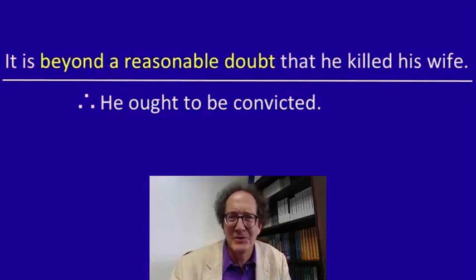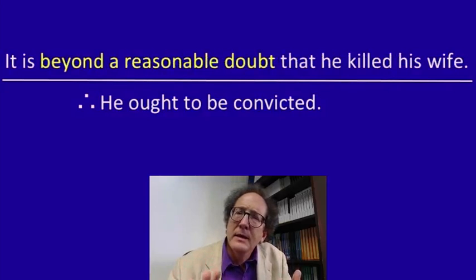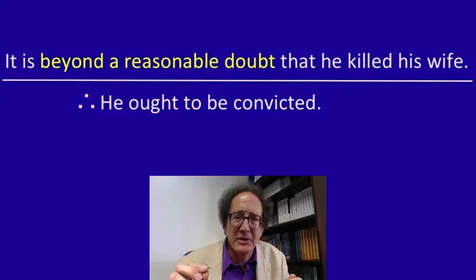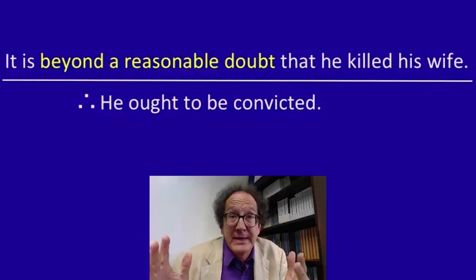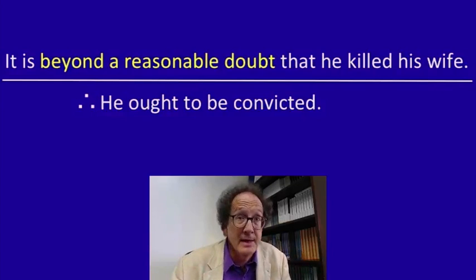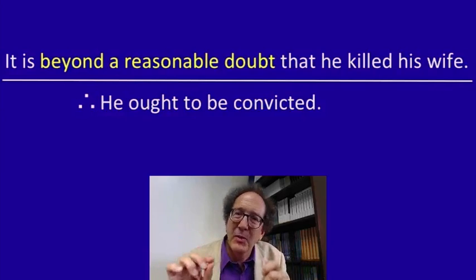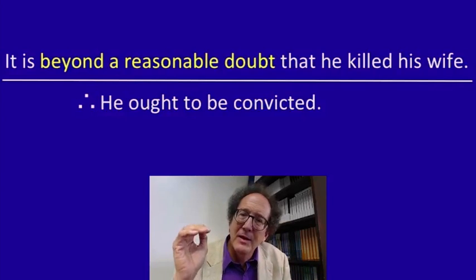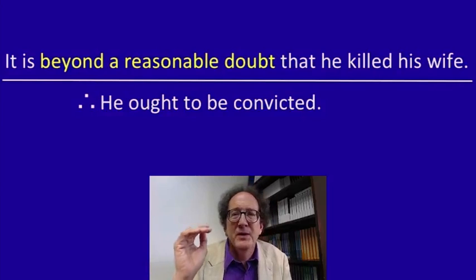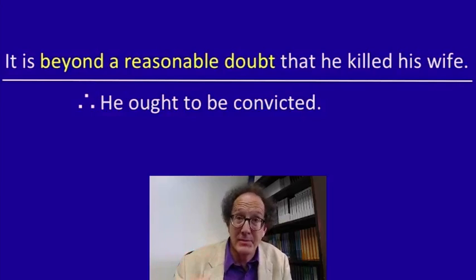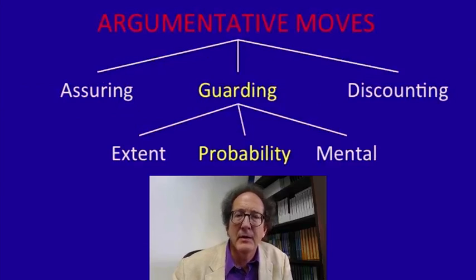In any case, however you assess whether or not he should have been convicted, depending on how you assess how likely it was that he really did what he was accused of, apart from all those questions, the point here is simply that in arguments in general, you can make the argument more defensible by weakening the premise, so there are fewer ways to show that the premise is wrong. And that's the second type of guarding.